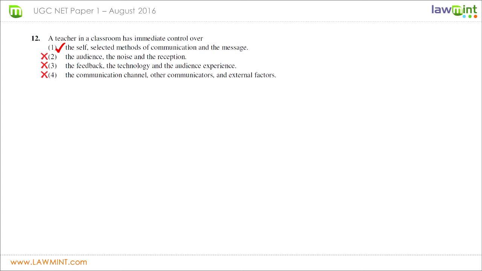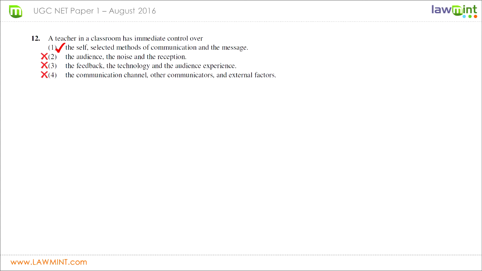In question 12, we are asked, a teacher in a classroom has immediate control over which factors? To answer this question, we can evaluate all the statements and eliminate those statements which have one or two factors over which the teacher has no control. Now, statement 2 says the audience, the noise and the reception.